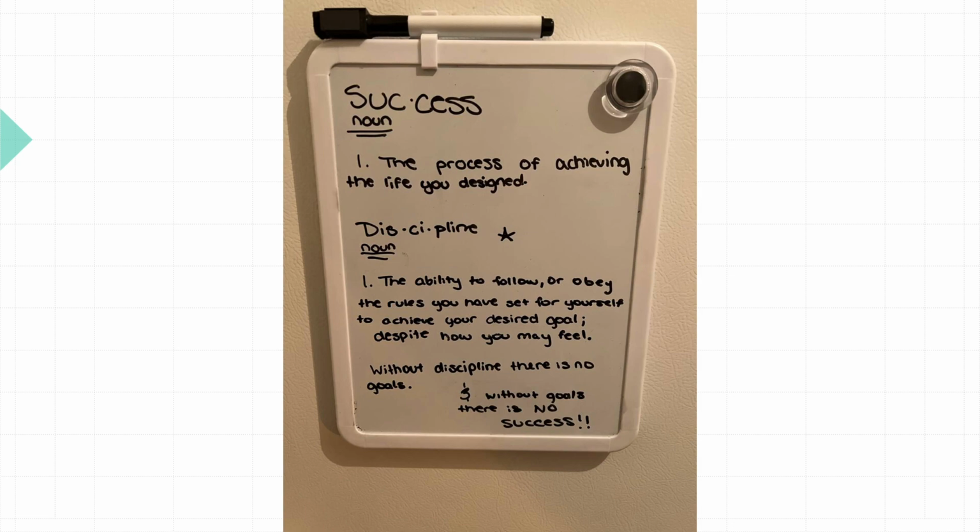Okay? So, without discipline, there is no goals. And without goals, there is no success. So, the discipline needs to be there because the goals have to be achieved. And if the goals are not achieved, then there is no success. So, see what I'm saying? Doesn't make sense. But I hope that is motivating.